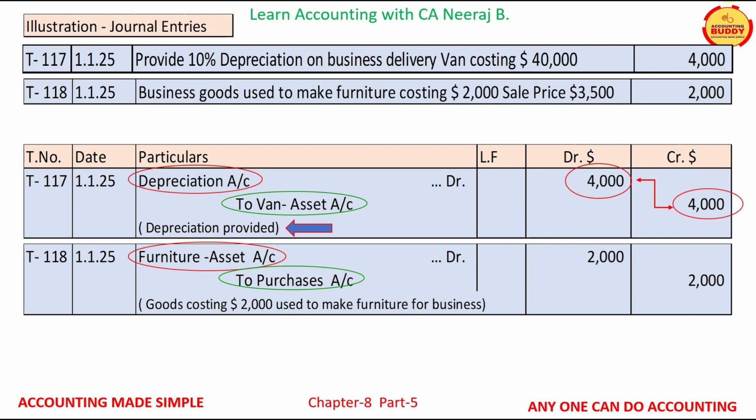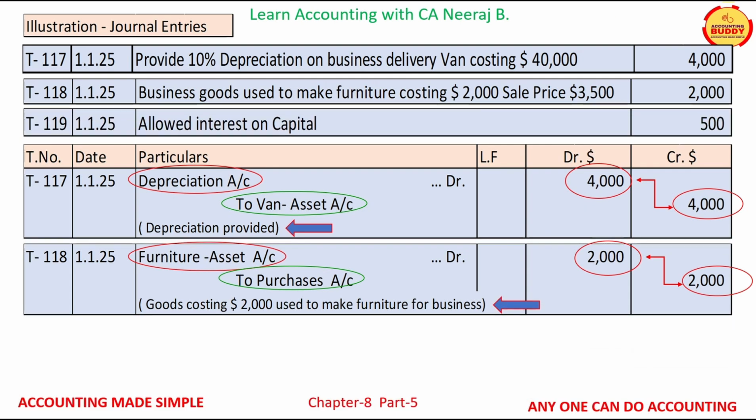Therefore, the transaction is passed for $2,000 by debiting the furniture asset account and crediting the purchase account with proper narration for the entry. Transaction T119 is allowed an amount of $500 as interest on capital.